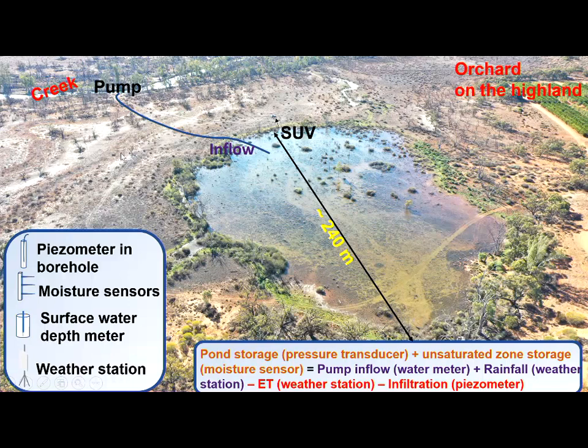So pump inflow, metered. We know how much water is pumped in. Rainfall, monitored by a weather station. Evapotranspiration, that also can be monitored by a weather station. So the weather station tells you the atmospheric capacity to evaporate water. So this is what we call pan evapotranspiration. It's how strong the atmospheric force is in taking the water out.